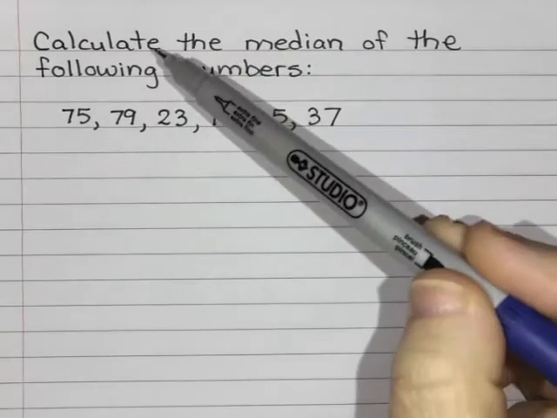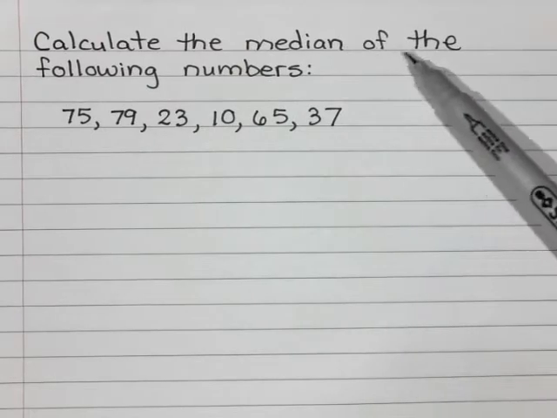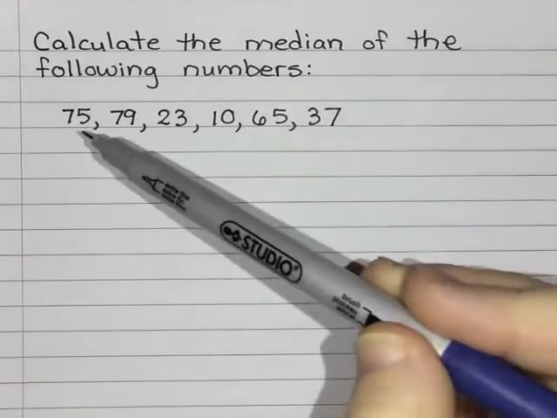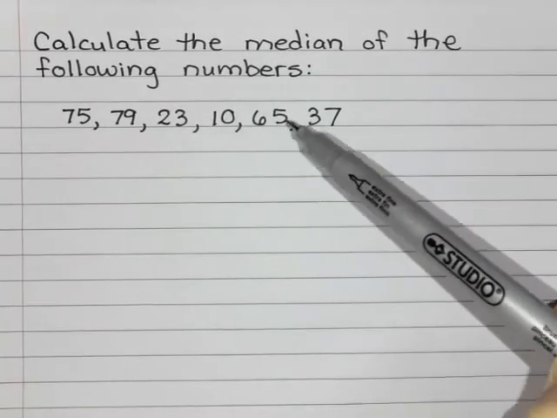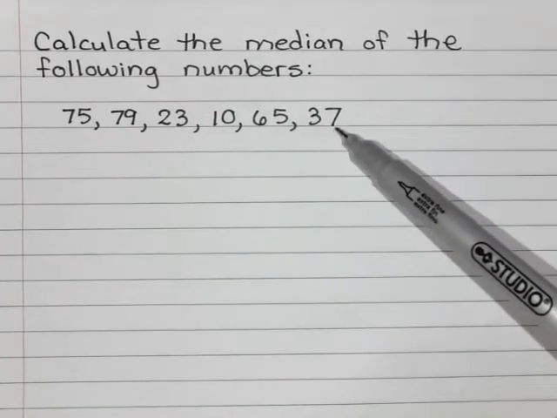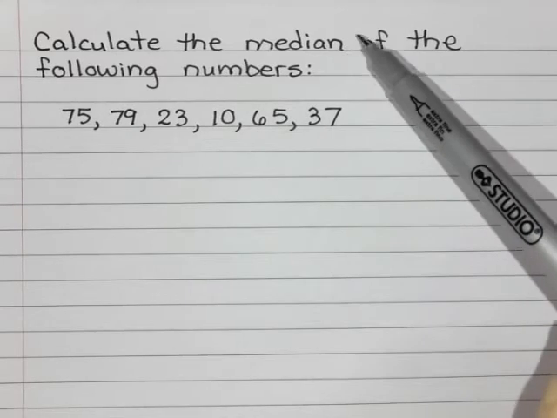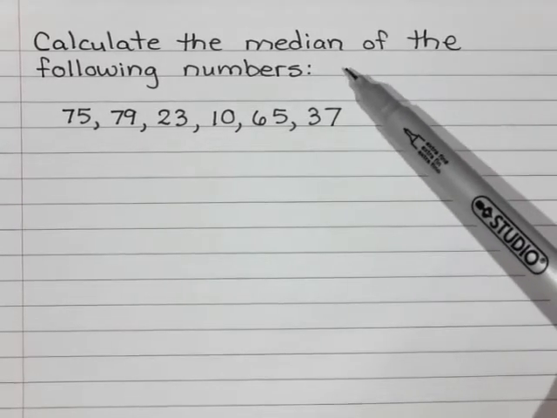Our question says, calculate the median of the following numbers. And we have the numbers 75, 79, 23, 10, 65, and 37. So median is your middle term out of all of your numbers.